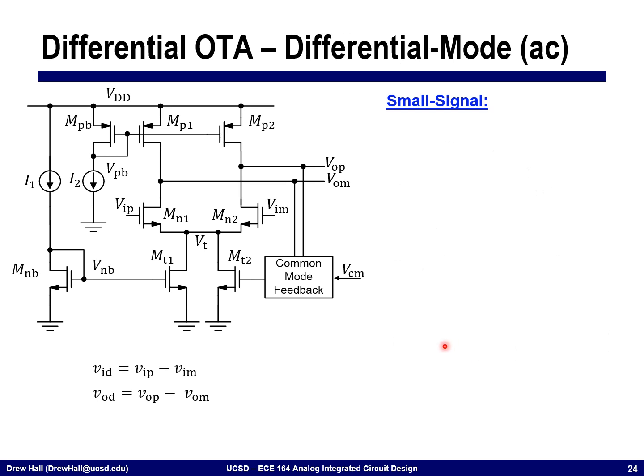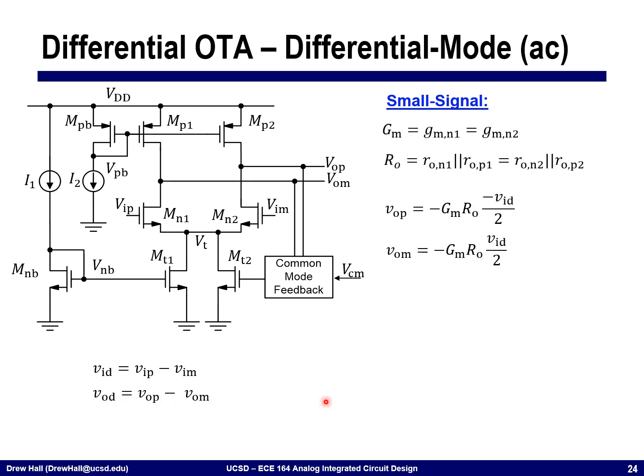All right, so we'll start off by looking at the differential mode small signal analysis of this. We're going to write that the input differential voltage, VID, is equal to VIP minus VIM. The output differential mode voltage is VOP minus VOM. All right, so I can write that the compound transconductance of this amplifier is equal to GMN1, which is equal to GMN2. The output impedance is the impedance that I see looking up, MP2, in parallel with the impedance that I see looking down, MN2. Okay? And this just comes from drawing the half circuit.